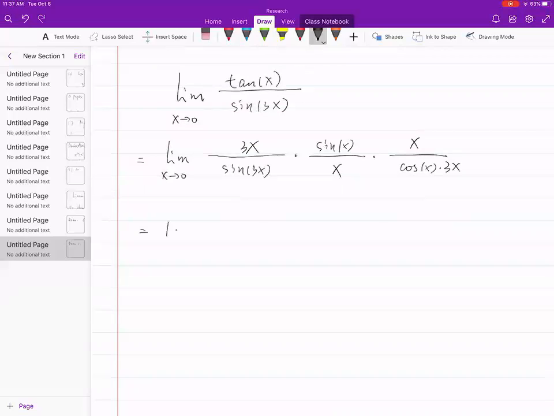1, 1, 0, cosine 0 times, well, not 0, sorry. 1, cosine 0 times 3. They cross out. What is cosine 0? 1. The whole thing is 1/3.